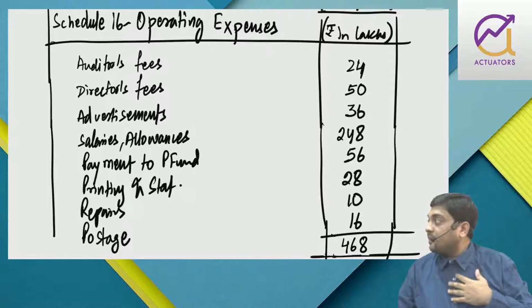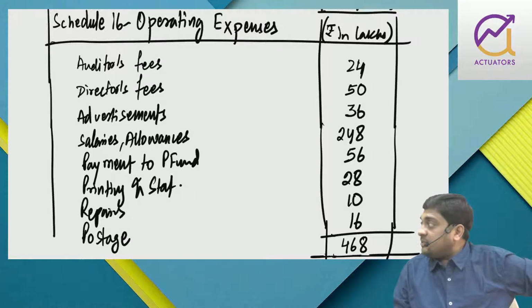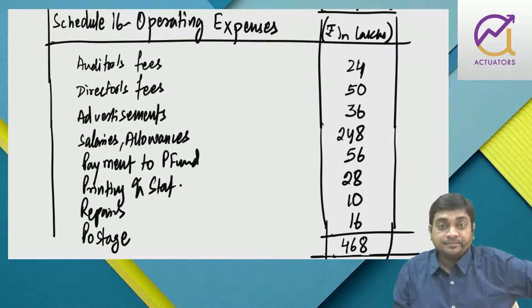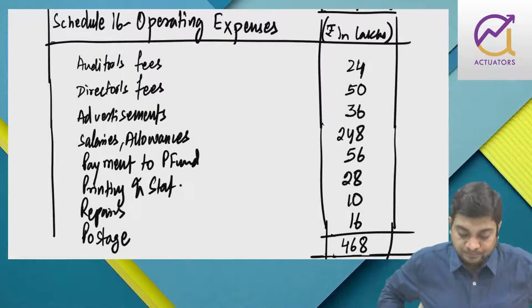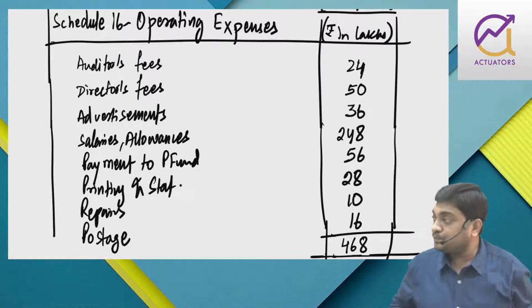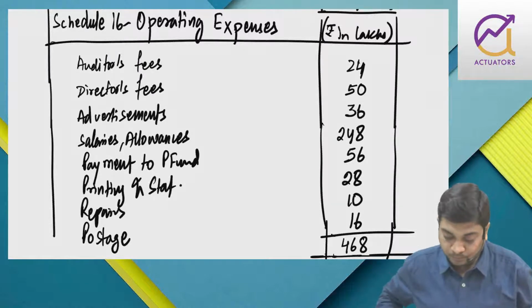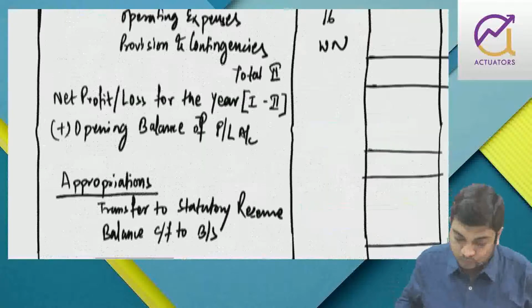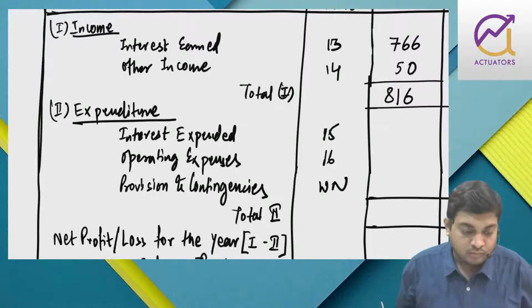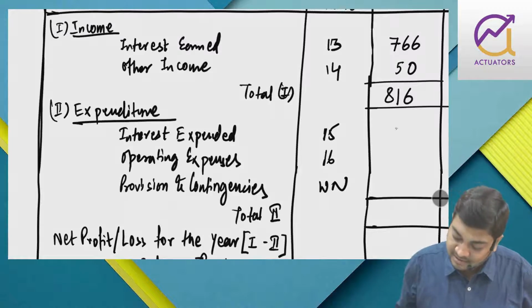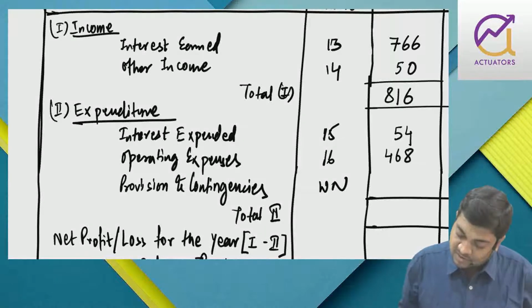Right? Is that fine, everyone? I guess this is absolutely okay with all of you. So interest expended is 54. This is 468.